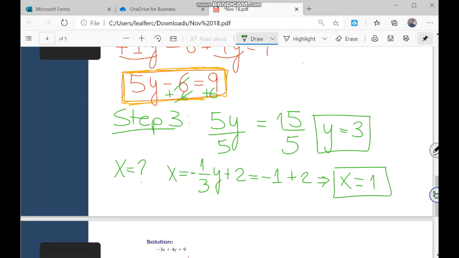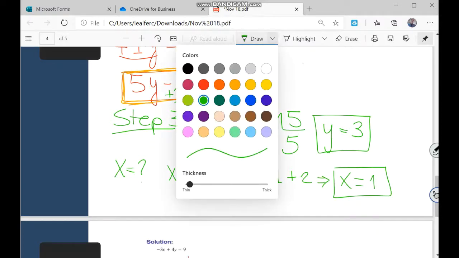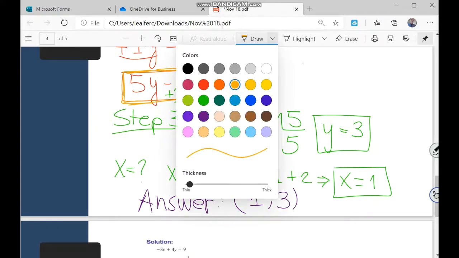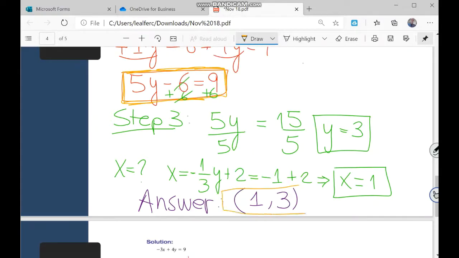The answer, finally, is going to be the ordered pair (x equals 1, and y equals 3). This is the final answer. This is the solution for this system of equations.